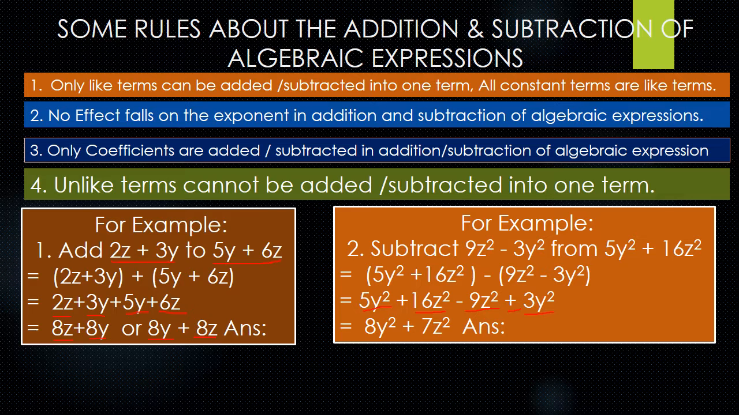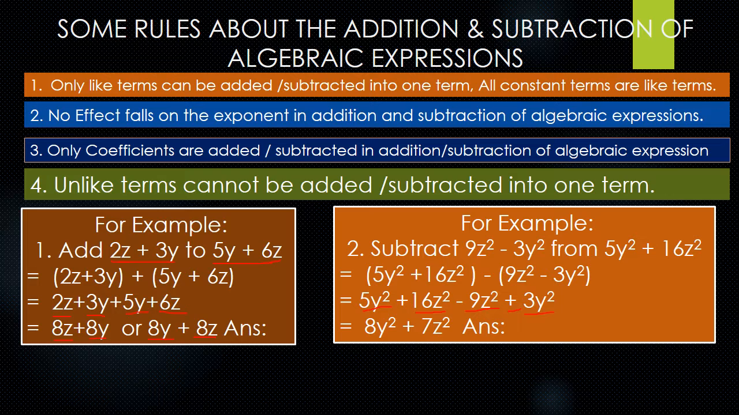So the expression which is going to be subtracted will be written at the last, and the expression from which I am subtracting the next expression will be written first. Okay, so (5y square plus 16z square) in parenthesis minus (9z square minus 3y square) in parenthesis.